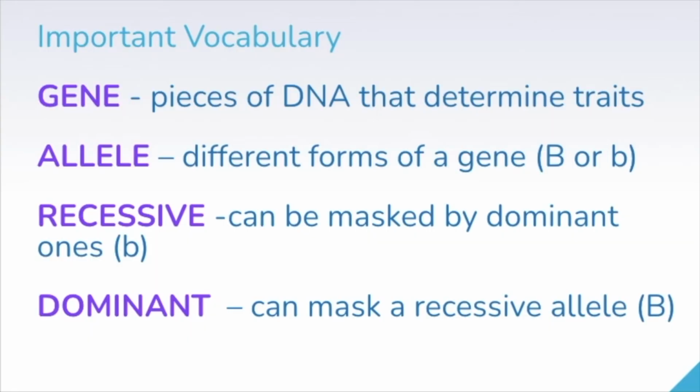A gene or genes are pieces of DNA that determine your traits. An allele is just a different form of a gene. If we're writing out genetics problems, this might be written as a big B or a little b, for example. A recessive allele can be masked by a dominant one, and a dominant allele can mask a recessive one. Often dominant alleles are represented by capital letters.